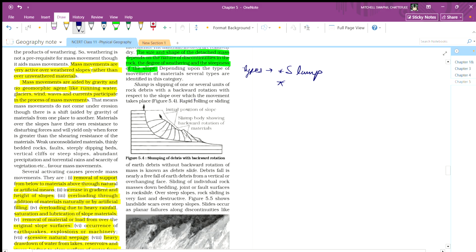Leave it. Even I am not understanding what it's trying to say. Slumping of debris and backward rotation. Slumping is slipping off of one or several units of rock debris with backward rotation with respect to the slope, the initial position of the slope. It falls down.